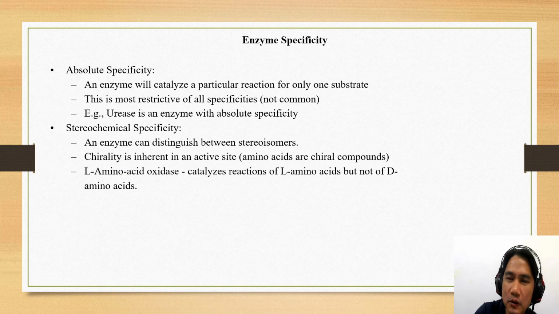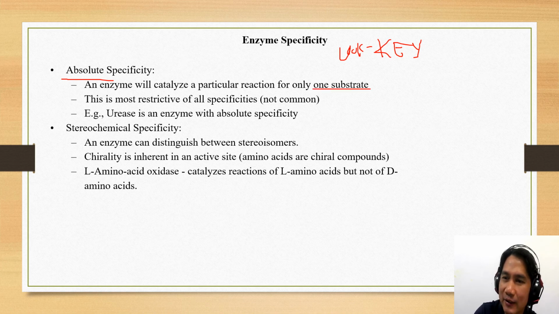When we say induced fit model, that's not an absolute enzyme, whereas the lock and key model falls to absolute specificity. It says an enzyme catalyzes a particular reaction for a particular substrate. The reason why it catalyzes only one particular substrate is because it can only recognize the specific substrate. For example, the enzyme is lactase. It only recognizes lactose. It cannot recognize any other sugar, but only lactose.